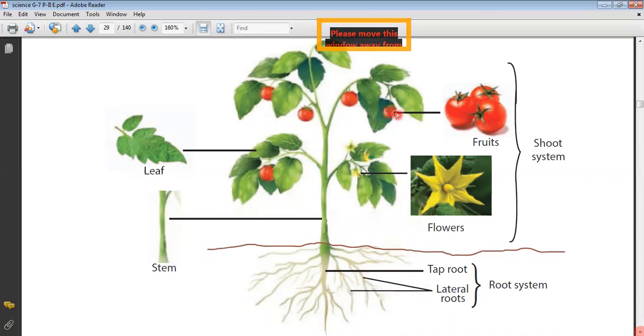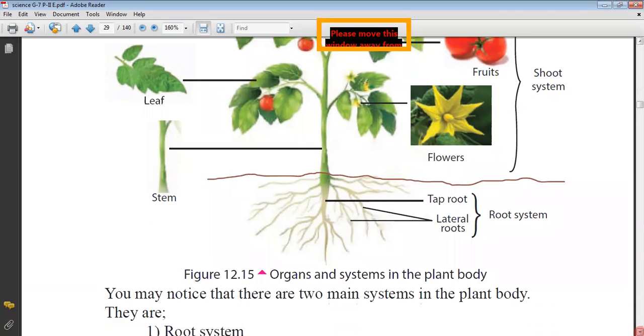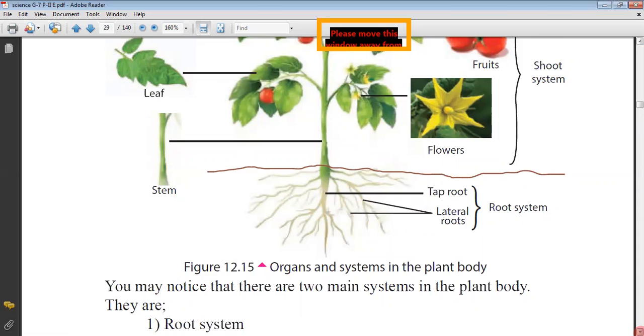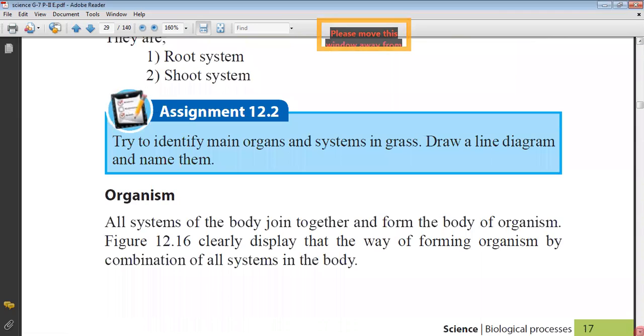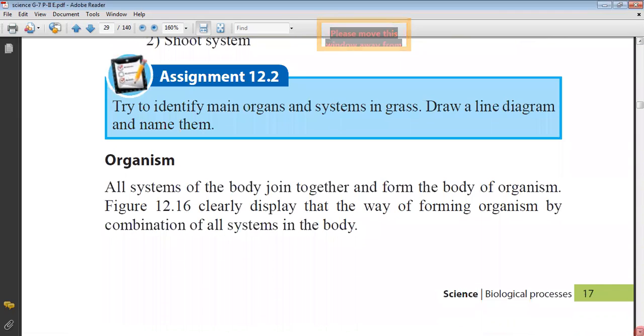Humans have different systems like the digestive system and respiratory system. But plants have two systems, known as the shoot system and the root system. The organs that make up the shoot system are fruits, flowers, leaves, and stem. The organs that make up the root system are the taproot and the lateral root. You may notice there are two main systems in the plant body: the root system and the shoot system. Now we move on to organism. This is the end of the organizational levels of the body.